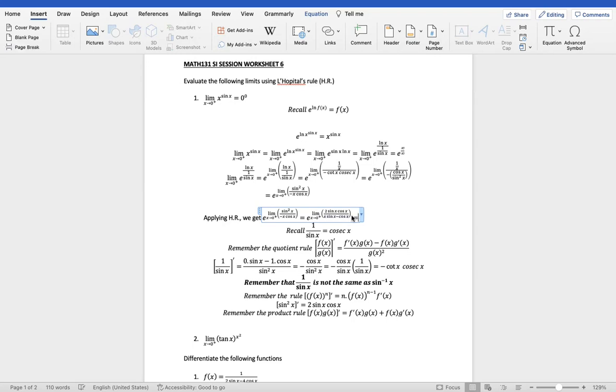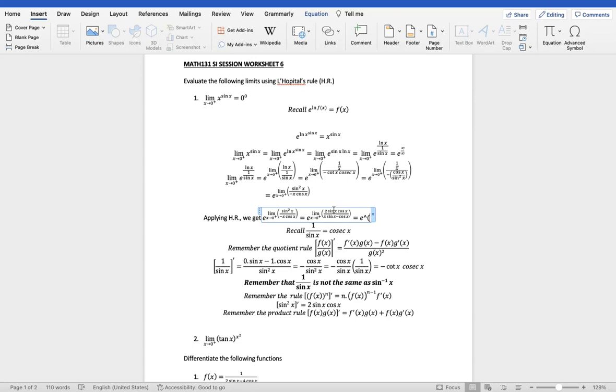Now, when we substitute in the value of x again, you have 2 sine of 0, which is 0, times cos of 0, which is 1. So in the numerator, you have 0, right? So basically, you have e to the... I won't rewrite the limit sign, I'll just rewrite the values that we're getting.